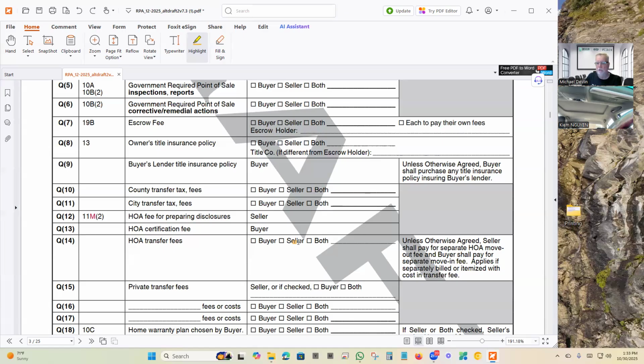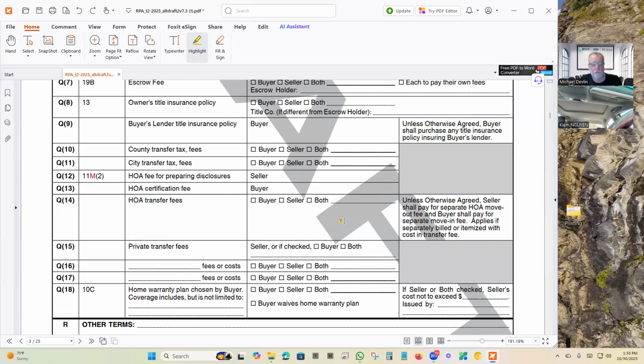The transfer fees, notice it says move out fee, a move in fee the buyer would pay, but that's something you could negotiate. Private transfer fees don't come up very often. This is where a subdivision has made an agreement that every time we sell a lot or a house, we're going to pay somebody a transfer fee. Usually that's found in the prelim.